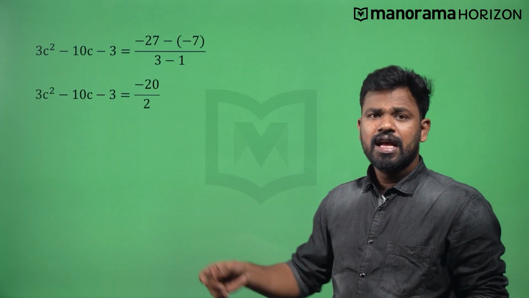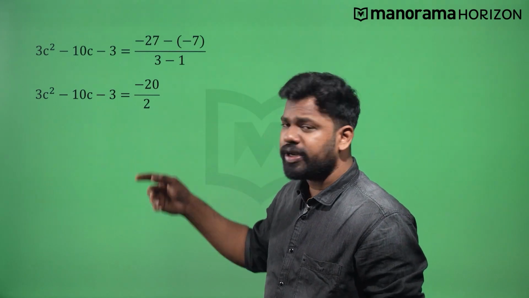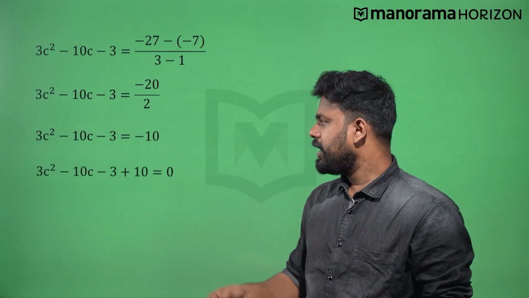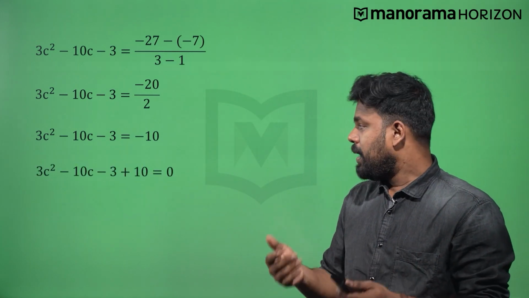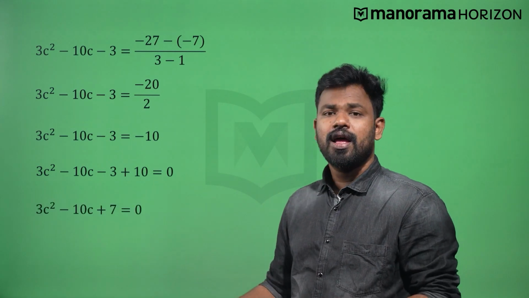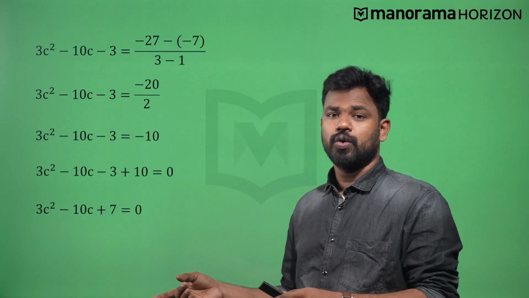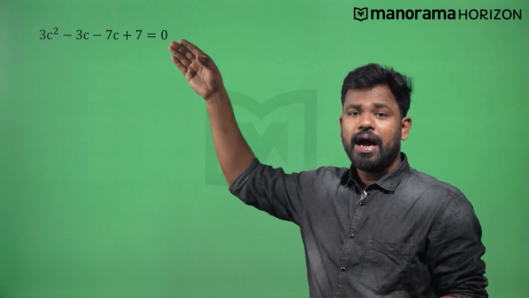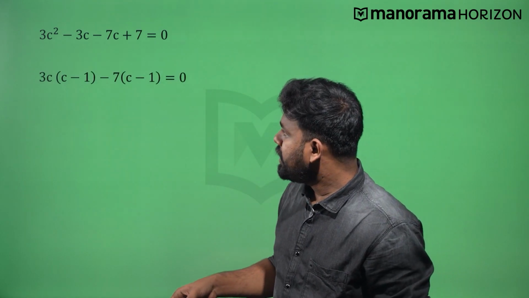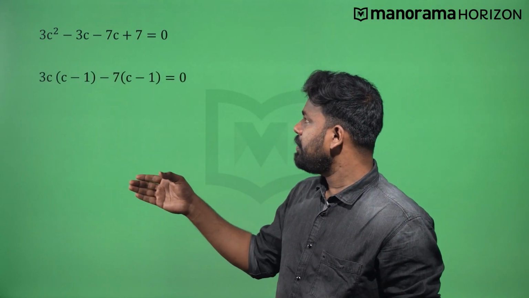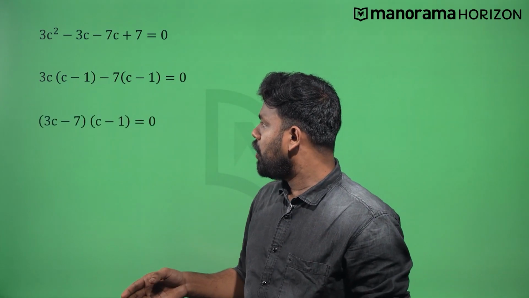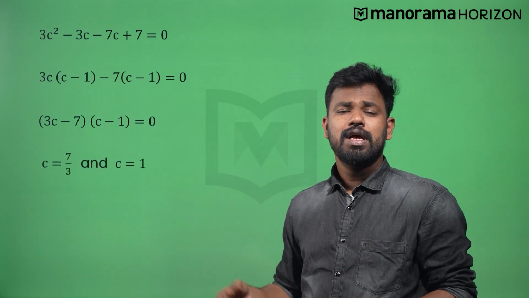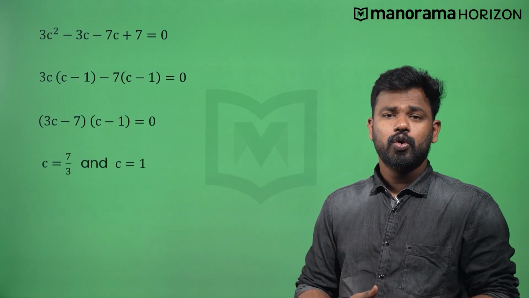And you finally get 3c square minus 10c minus 3 is equal to minus 20 by 2. That is 3c square minus 10c minus 3 is equal to negative 10, or 3c square minus 10c minus 3 plus 10 is equal to 0, or 3c square minus 10c plus 7 is equal to 0. You can factorize it as 3c square minus 3c minus 7c plus 7, or you take it common, you get 3c into c minus 1 minus 7 into c minus 1, or finally 3c minus 7 into c minus 1 is equal to 0, or c is equal to 7 by 3, or c is equal to 1.